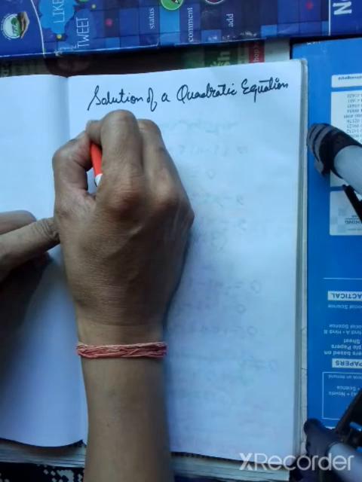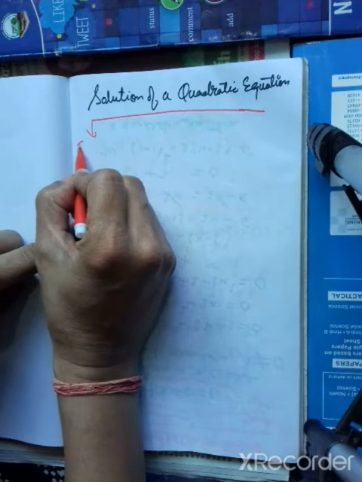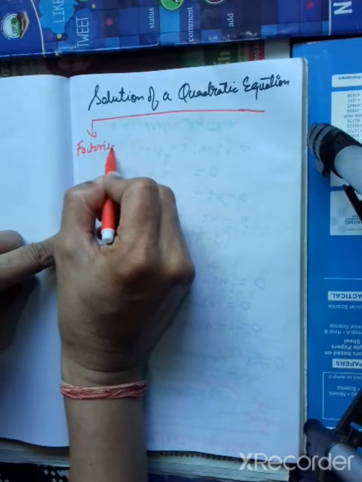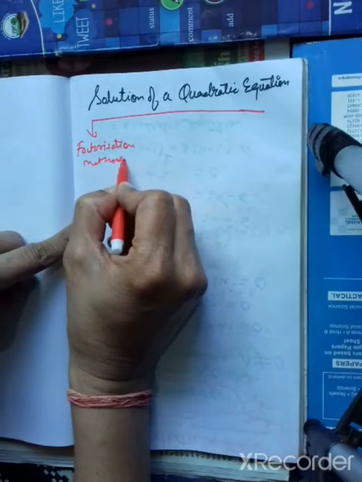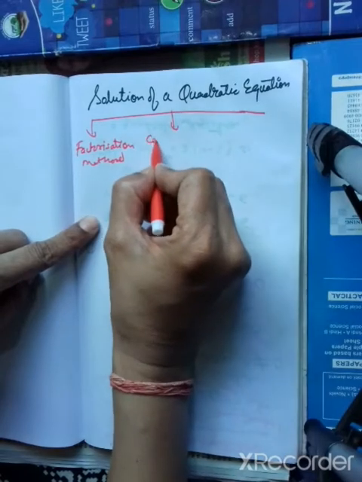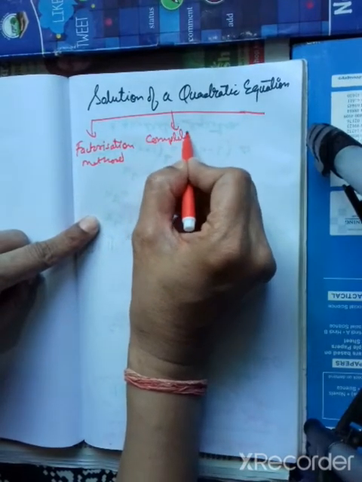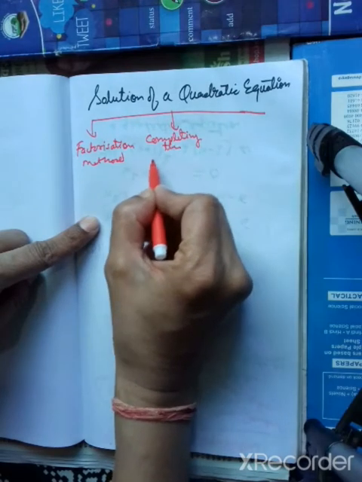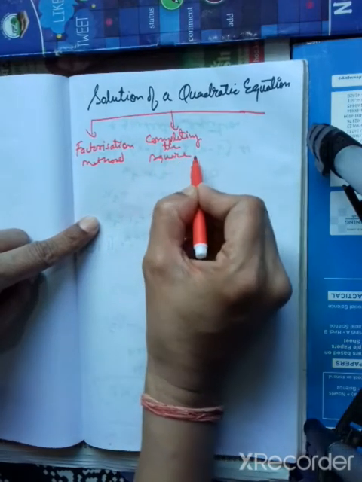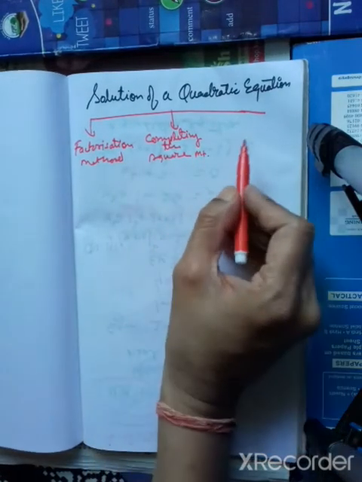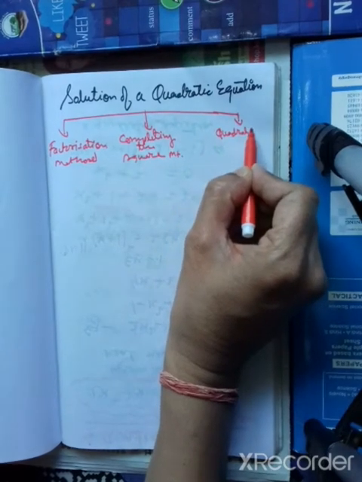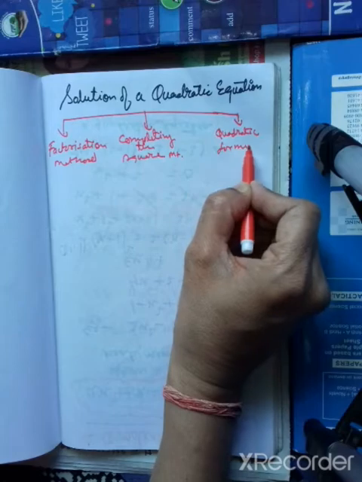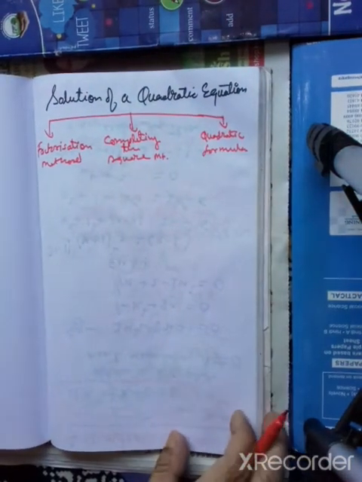One is called factorization method, the other one is called completing the square method, and the third one is called quadratic formula. So we'll learn one by one.